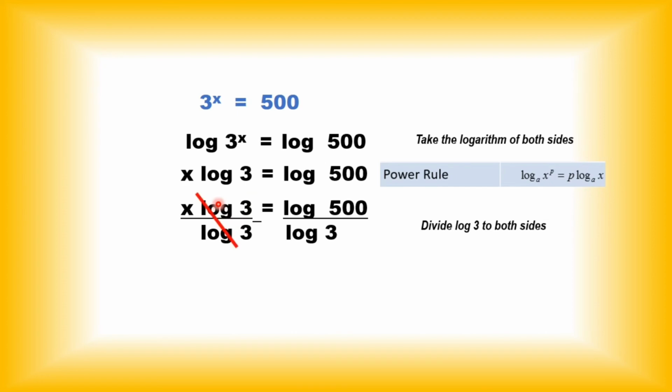So this yields x by itself. And then solve mo sa calculator yung log 500 divided by log 3. So ang value ng x here is x equals 5.657.